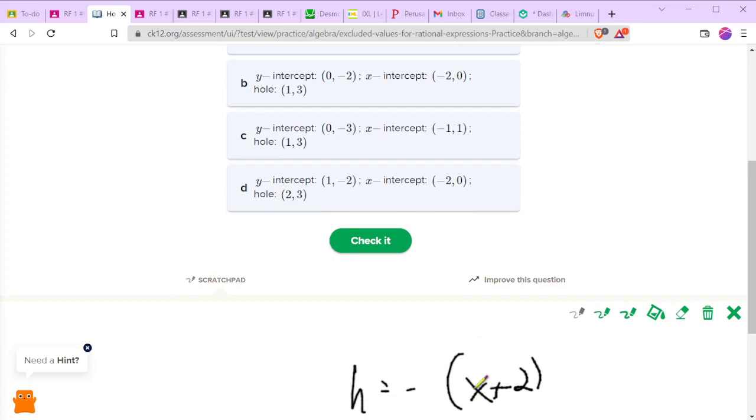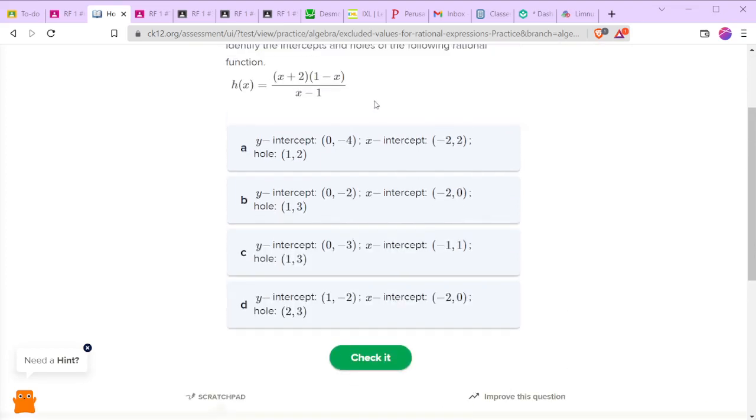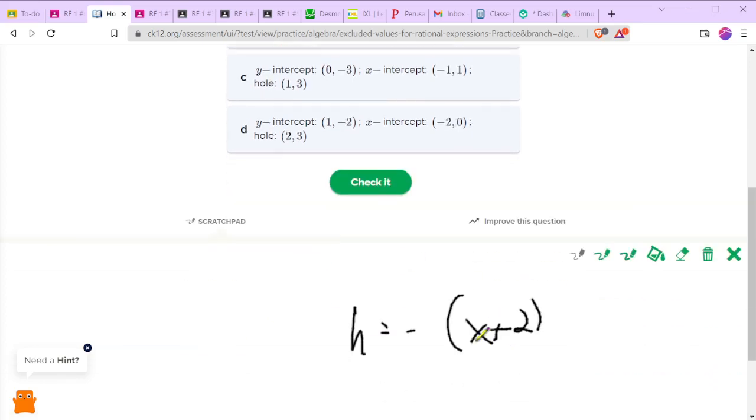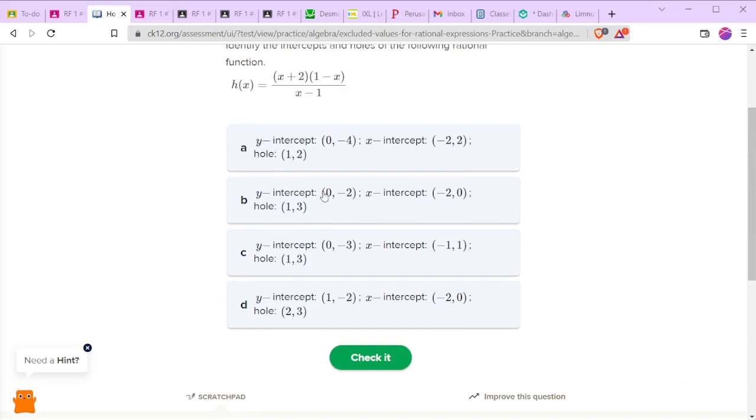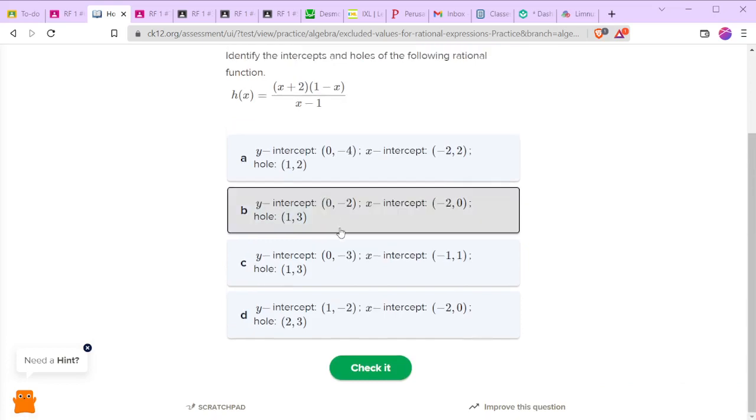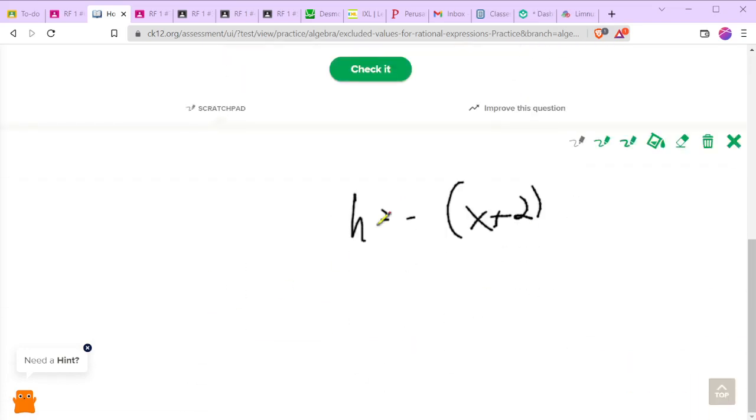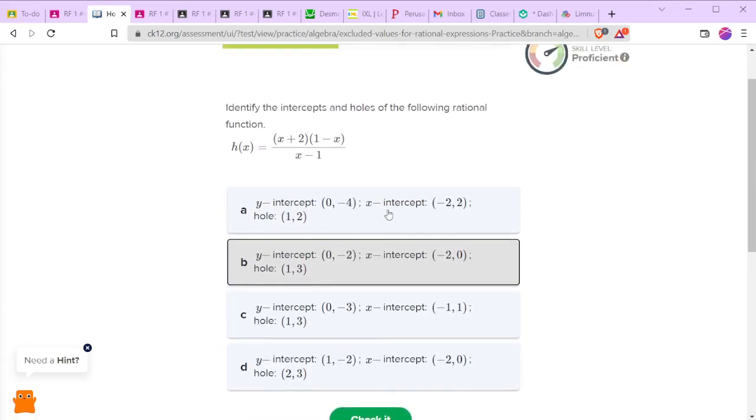So yeah, when x is 1, this should produce a y of negative 3. And they only have positive 3 to pick from. See, when x is 0, our y is negative 2, so this one has the right y-intercept. And when y is 0, then x is negative 2. So these are correct, but that hole should not be at 1, 3.